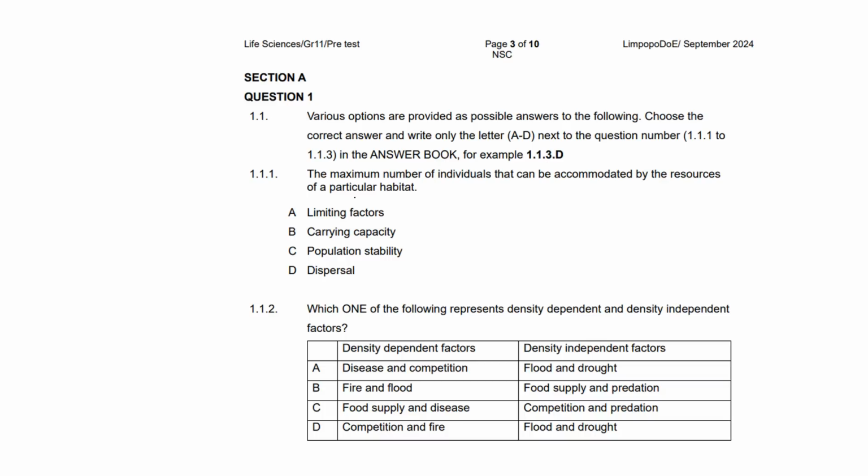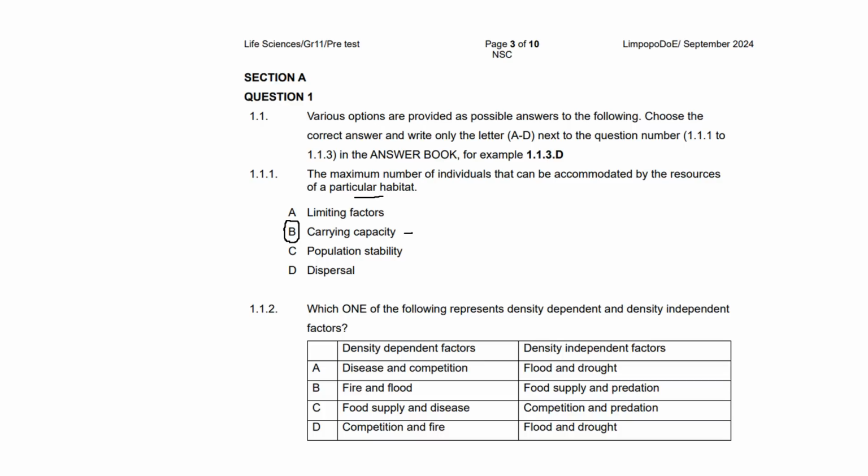a particular habitat. So they're asking us about the maximum number of individuals which can be taken by a habitat. That will be the carrying capacity. If the carrying capacity is 100, we can't have more than 100 animals in that habitat. The maximum number that a place can take, we call that carrying capacity.